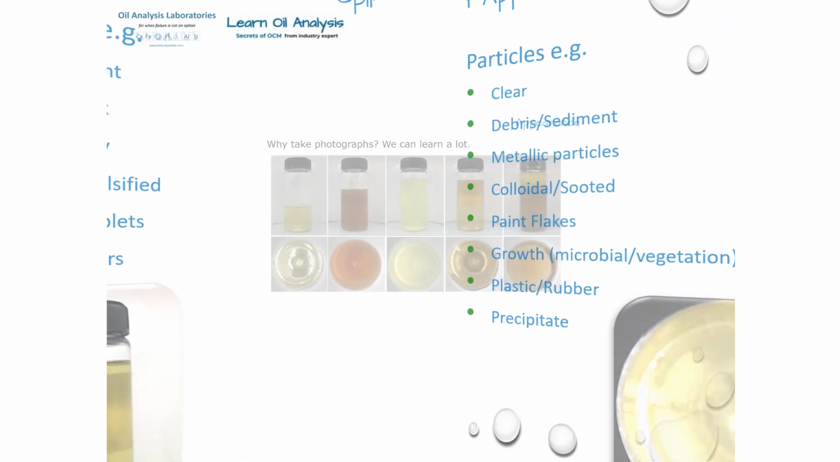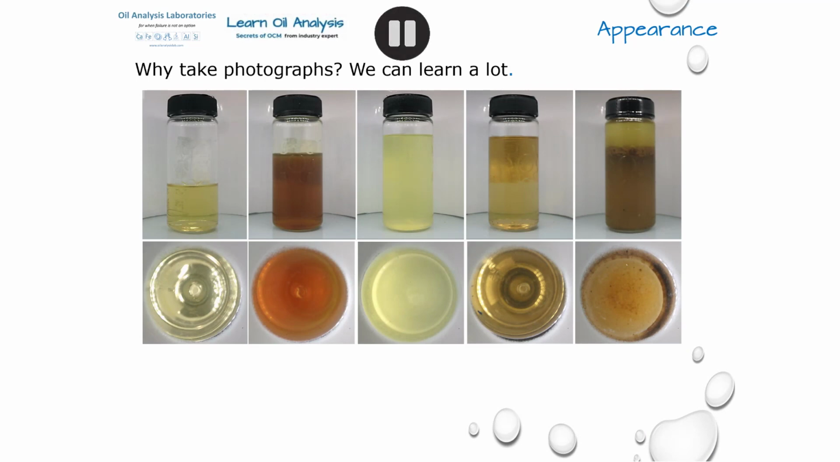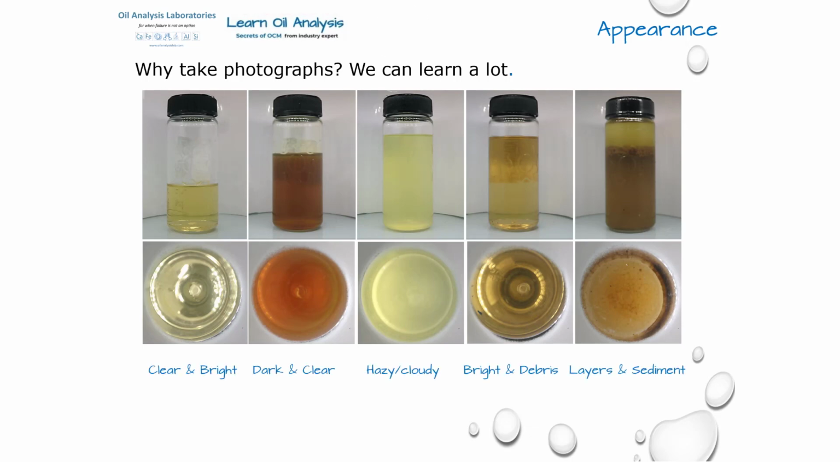You can pause the video if you want to have a go at these ones as well. So from left to right we have a clear and bright sample, a dark and clear sample, and a hazy or cloudy sample but still free of particles. A little tip for you here: I personally use the line of the floor of the camera rig to see if I can see through. So for example in the first picture we can see through, but in the third picture we can't.